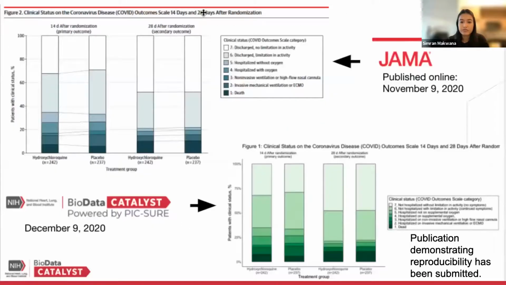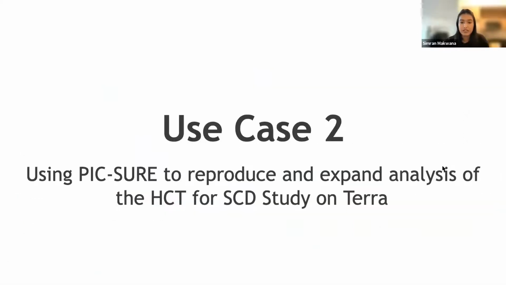Next slide, please. On the top left of the slide, you can see an example of figure 2 from the original paper. And on the bottom right is our analog, the figure that we produced using PIC-SURE and 7bridges. You can see that they're virtually identical, and we have actually submitted a publication for this work demonstrating the reproducibility of the original paper. Next slide, thank you.